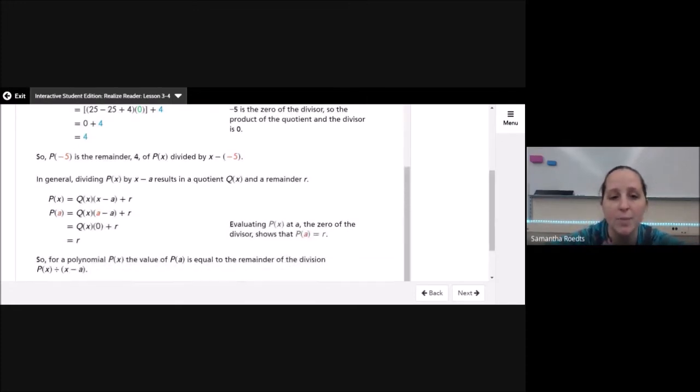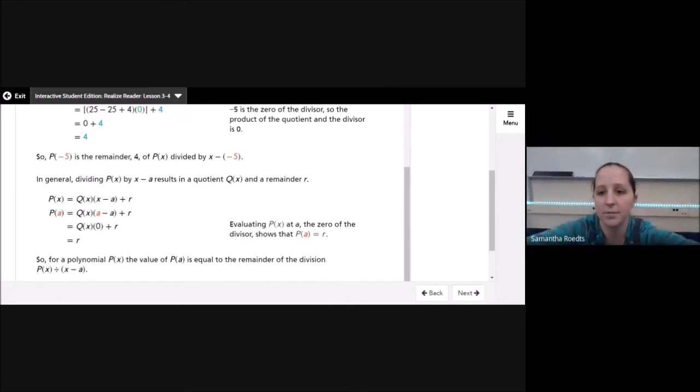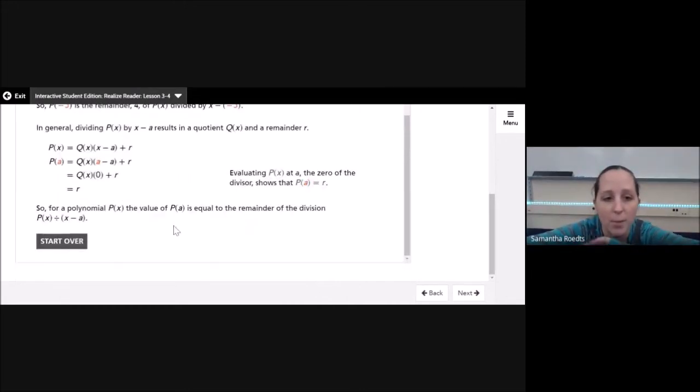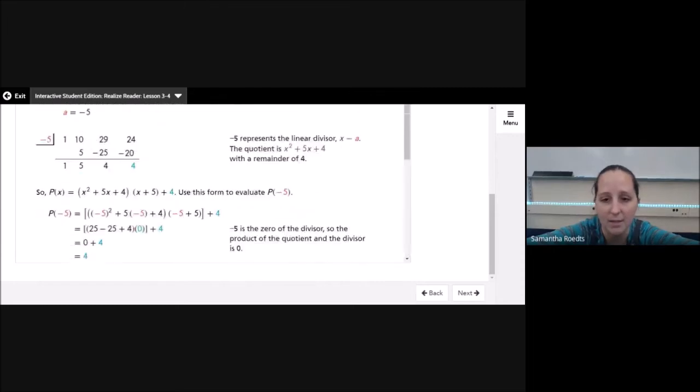So in general, dividing P of X by X minus A results in a quotient, Q of X, and a remainder R. So P of X equals Q of X times X minus A plus R. So P of A equals Q of A times A minus A plus R, where that's 0 plus R, or the remainder. So evaluating P of X at A, the 0 of the divisor, shows that P of A equals R. So for a polynomial P of X, the value of P of A is equal to the remainder of the division P of X divided by X minus A.